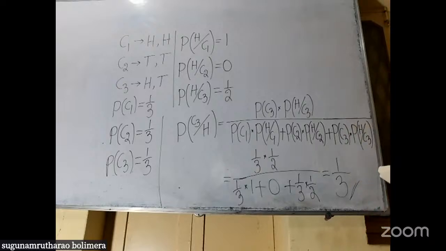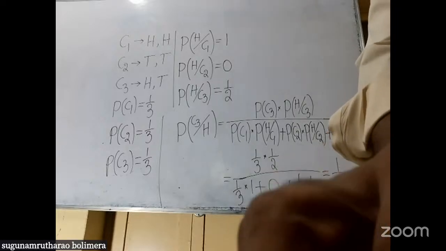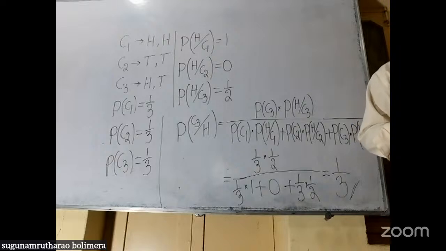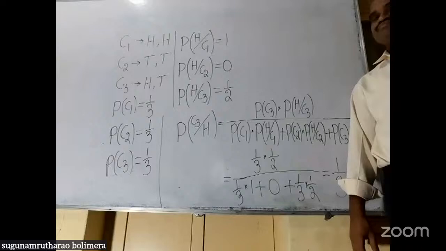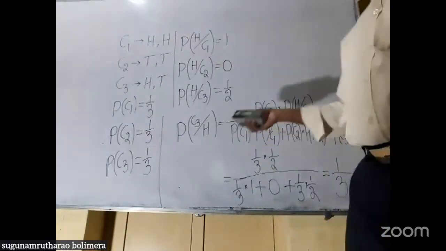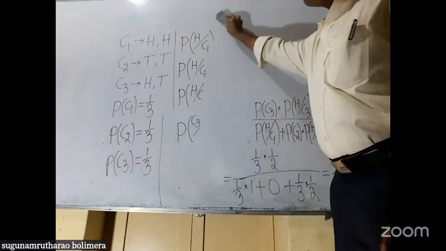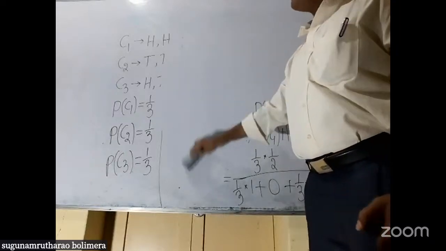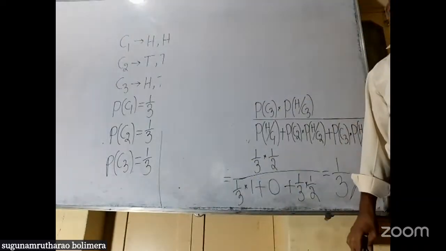The probability that a student knows the correct answer is 2 by 3.